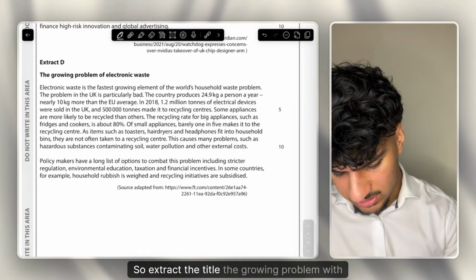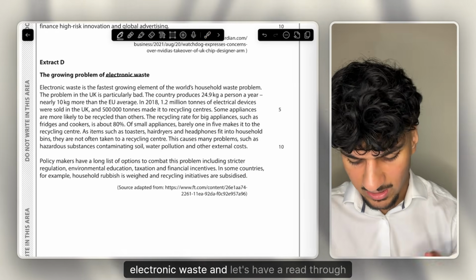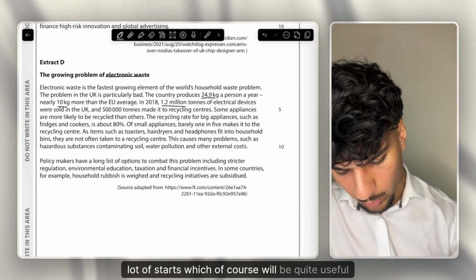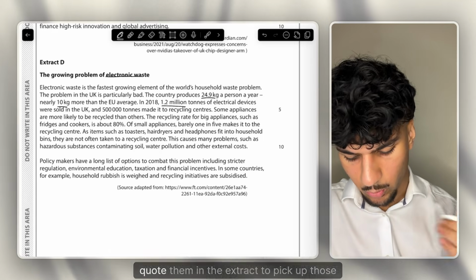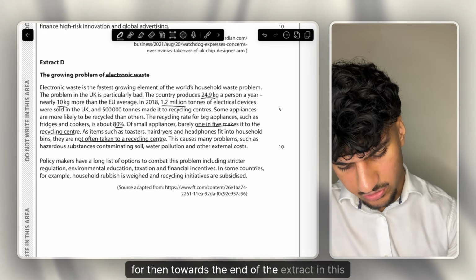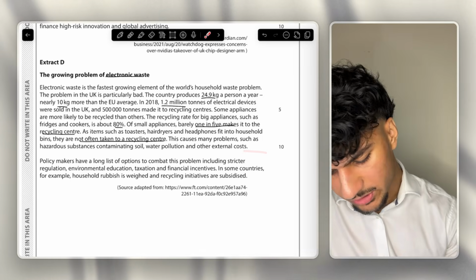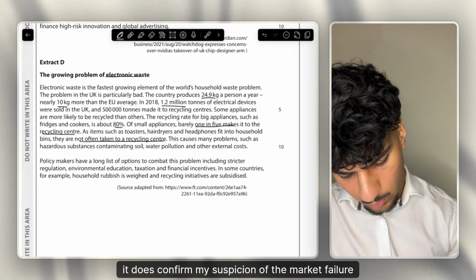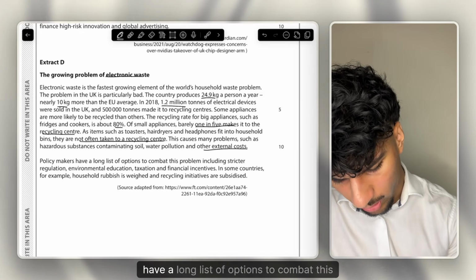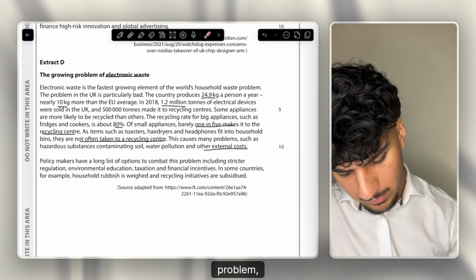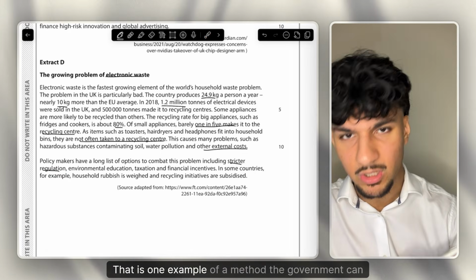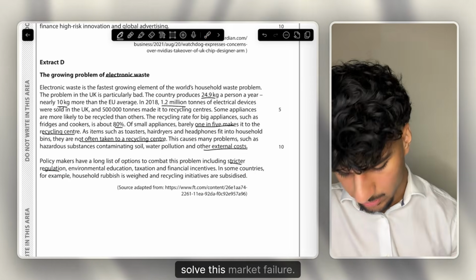So Extract D, title, the growing problem with electronic waste, and let's have a read through this. Initially, at the start of the extract, there are a lot of stats, which of course will be quite useful when we are going to quote them from the extract to pick up those application marks. But then, towards the end of the extract, in this last line, line 10, it does confirm my suspicion of the market failure, where it talks about external costs. But let's keep reading. So policymakers have a long list of options to combat this problem, including strict regulation. Of course, that is one example of a method the government can use to solve this market failure.